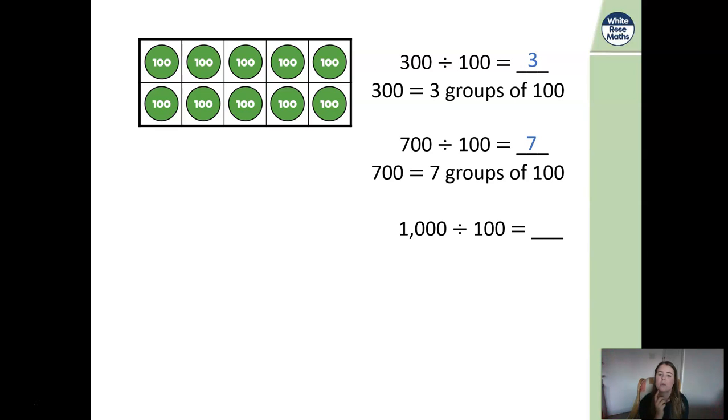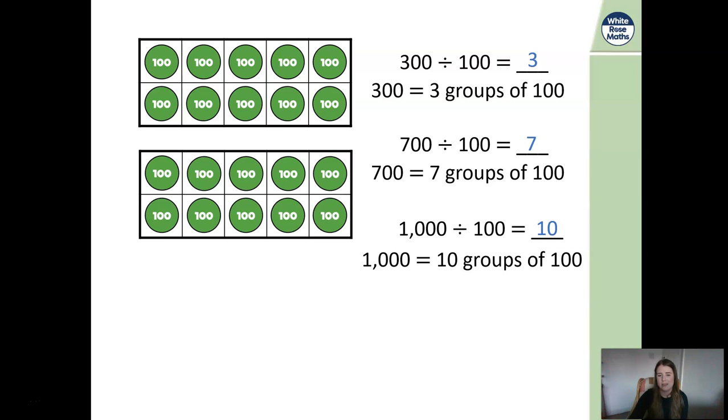Now let's see what it's like when we are dividing by 1,000. We already know from our very first example that there are 10 lots of 100 in this square grid that gives us 1,000. So the question's asking us how many groups of 100 are there in 1,000? And we know from when we counted at the beginning that there are 10. Therefore, 1,000 is the same as saying 10 groups of 100. So 1,000 divided by 100, therefore, is 10.